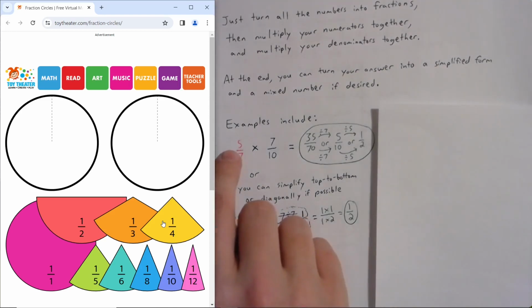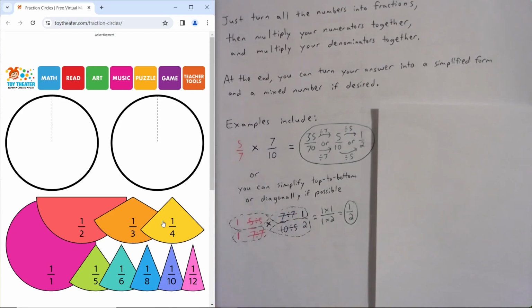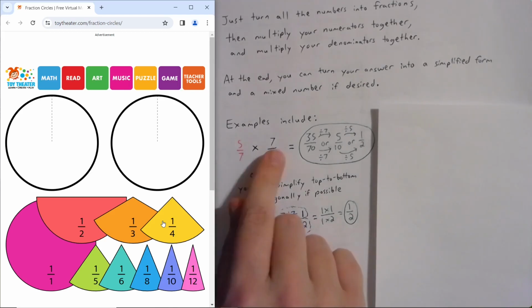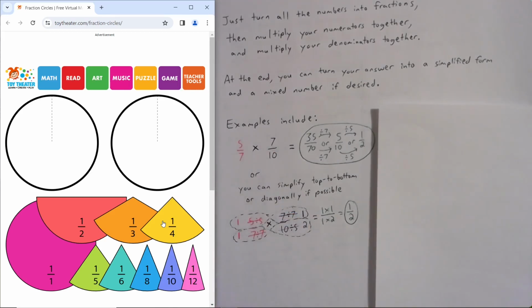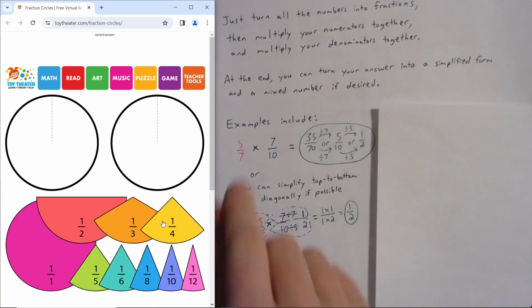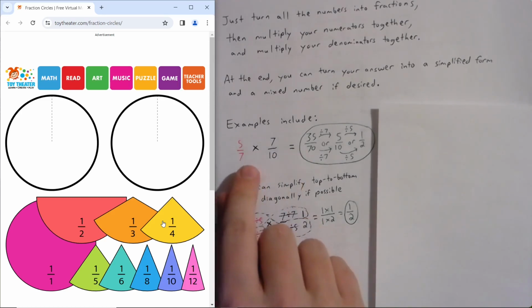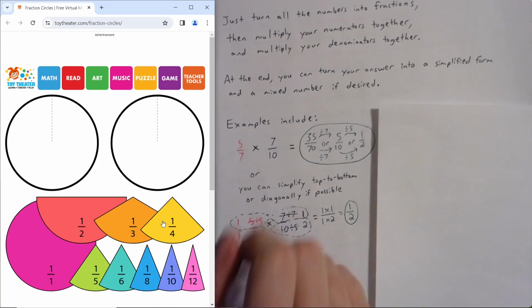So 5/7 times 7/10. Just do top times top and bottom times bottom. Voila! Right? 5 times 7 is 35. 7 times 10 is 70. The reason you can do this, like I had mentioned earlier, is because you can expand or shrink something by any amount, like blowing up or sucking in air from a balloon.